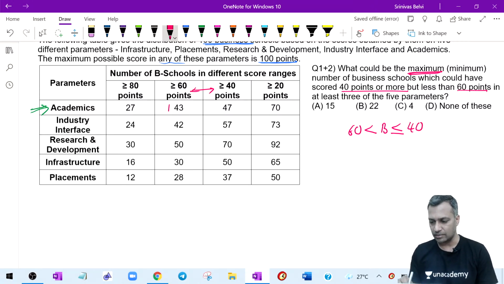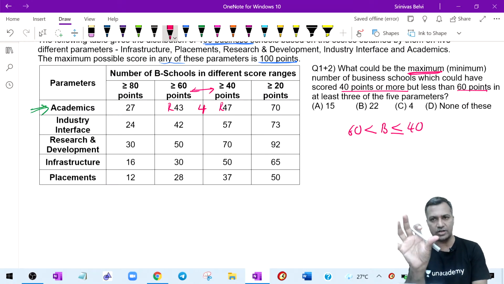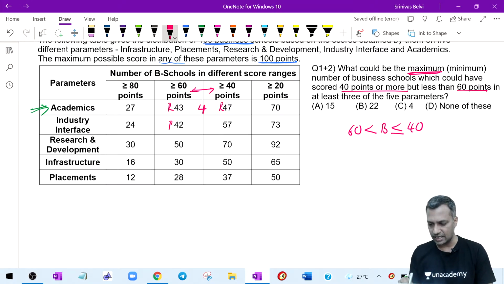This is rank number 43 and this is rank number 47, right? There are 4 B schools difference. I already explained how to do that. This is rank number 42 and this is rank number 57. There are 15 B schools. Rank number 50 and rank number 70: there are 20 B schools. Rank number 30 and rank number 50: another 20 B schools. Rank number 28 and rank number 37: 9 B schools. Fair enough. So these are the numbers.